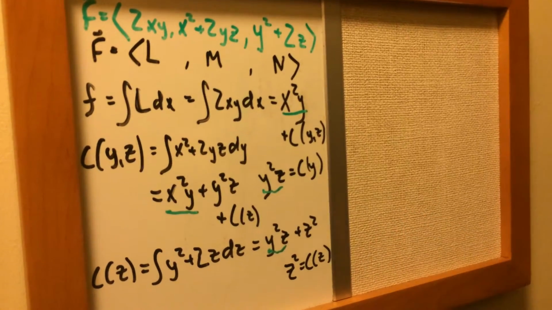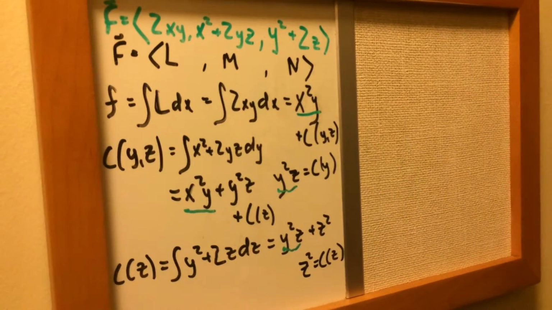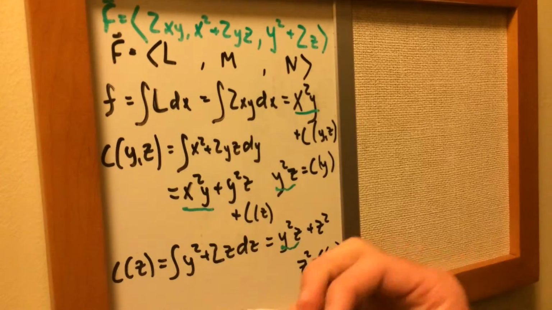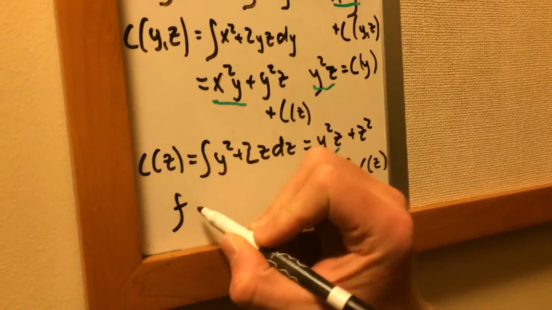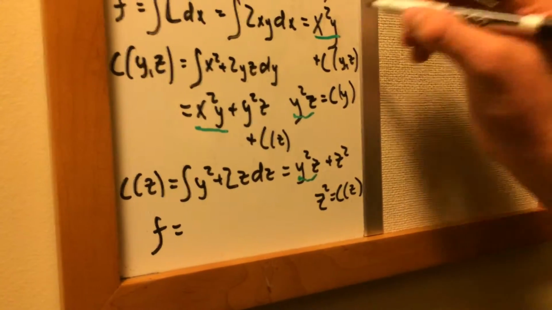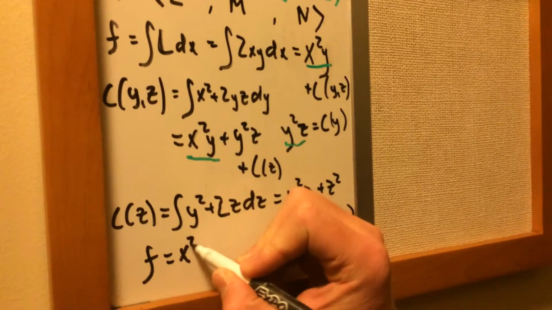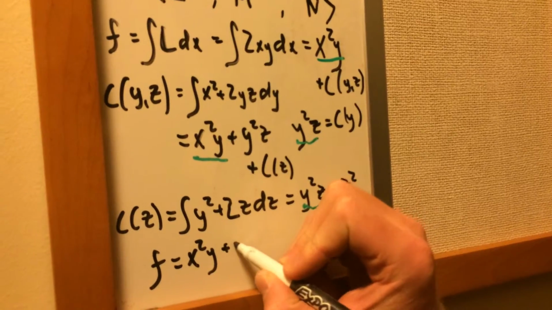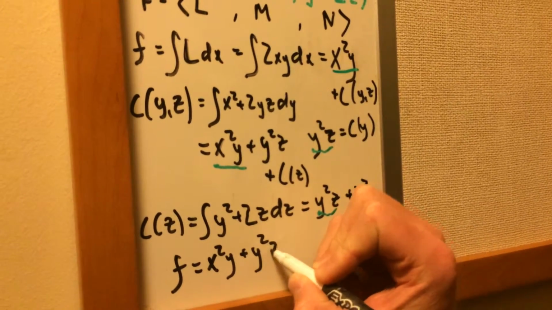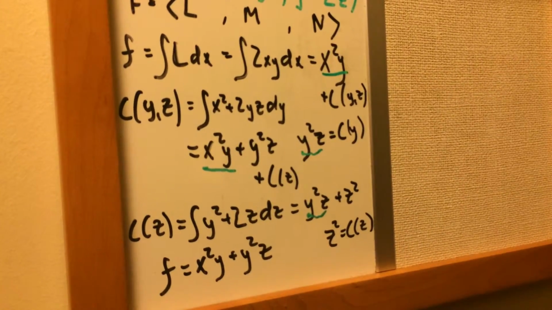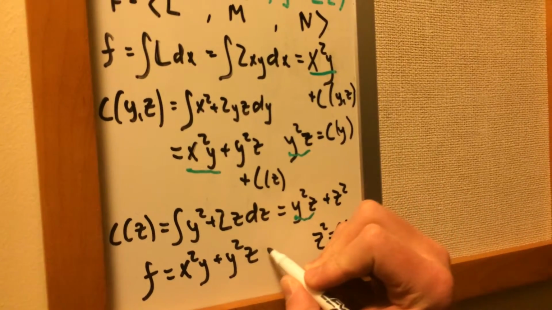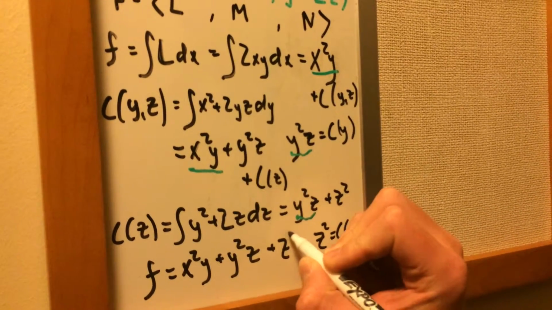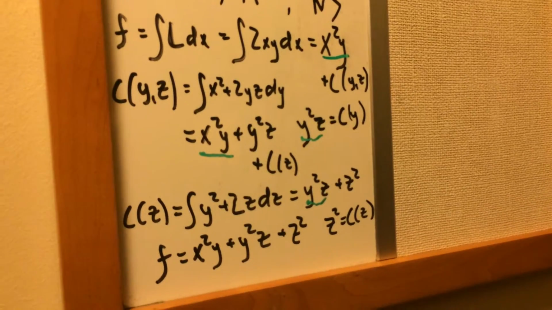Combining all of the not-like terms together, that is all the terms that don't repeat, we're left with our potential function, little f, and that's going to equal x squared y, because we're going to keep one of those terms, plus y squared z, because we're going to keep one of those terms, and we're going to add to that z squared. And that is our potential function.